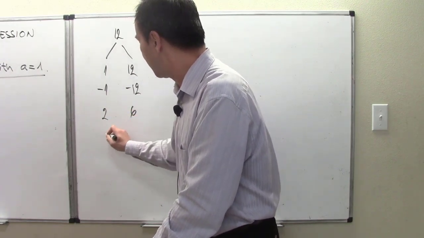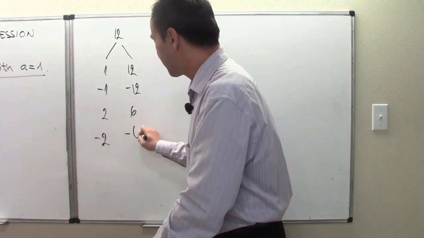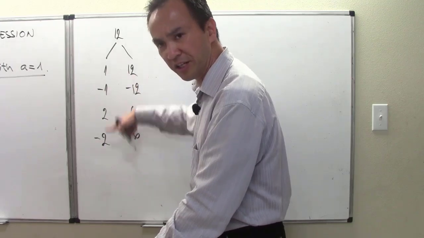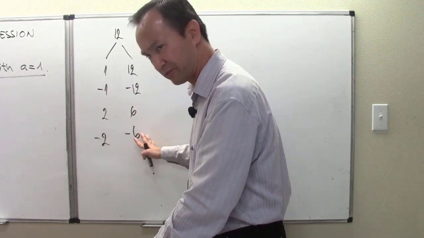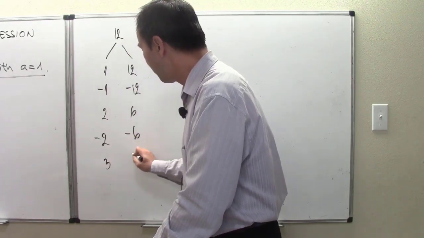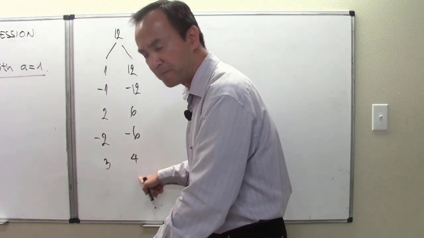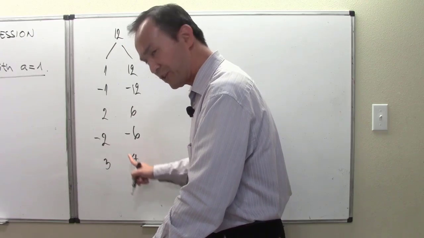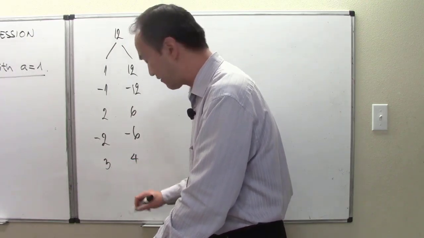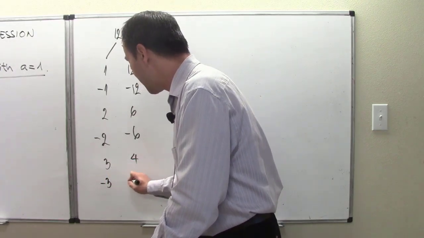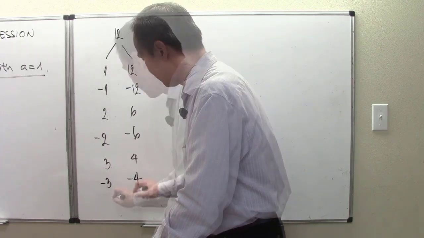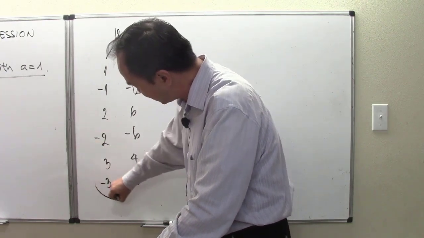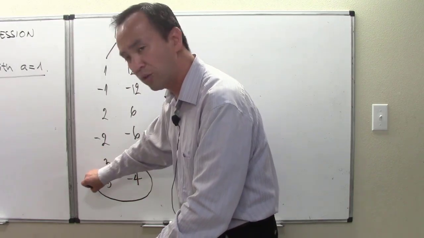So how about minus 2, minus 6? Does that meet the requirement? Well, they are factors of 12 including signs, but they don't add up to negative 7. How about 3, 4? Positive 3, positive 4. These two are factors of 12 including signs, but they don't add up to negative 7. How about negative 3, negative 4? Okay, right, and that looks like the last one. So what I see now, this one here is the only pair.